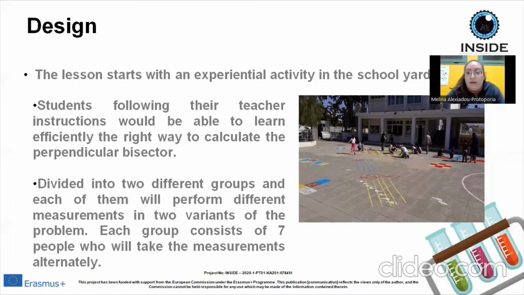in the yard. We divide them into different groups, and we ask them to take measurements in the yard with tactile meters in order to find the right places. We start, of course, with scenario A. So we put some tents or some big objects in the yard, and we ask them to find the middle of the lines that connect the two tents.